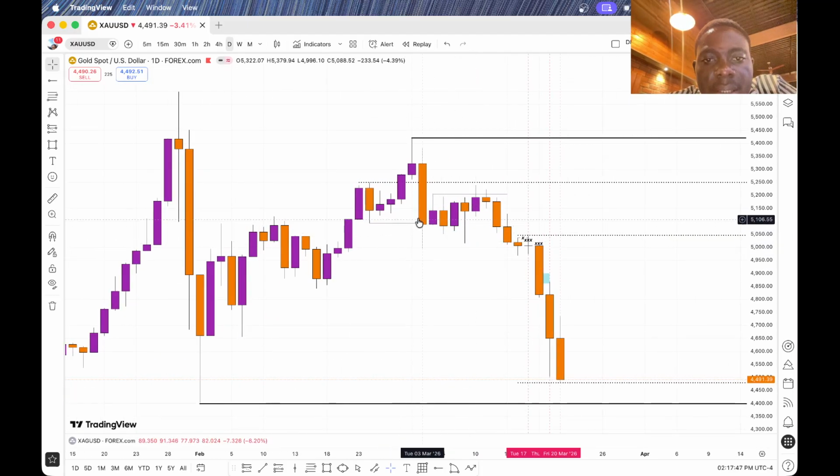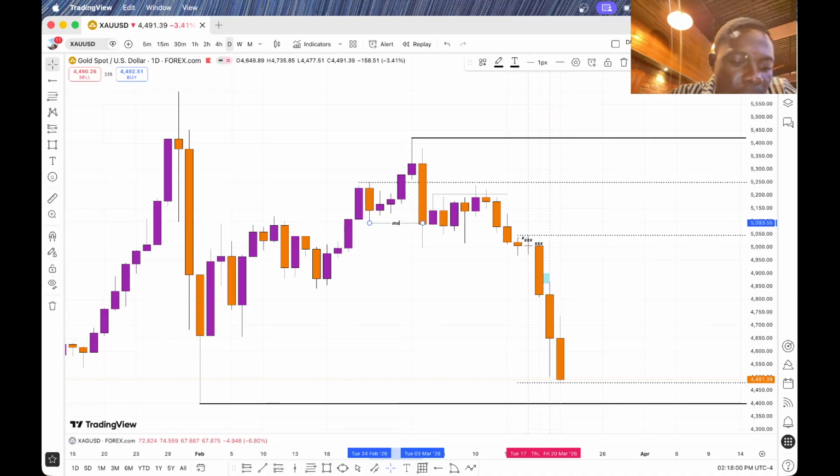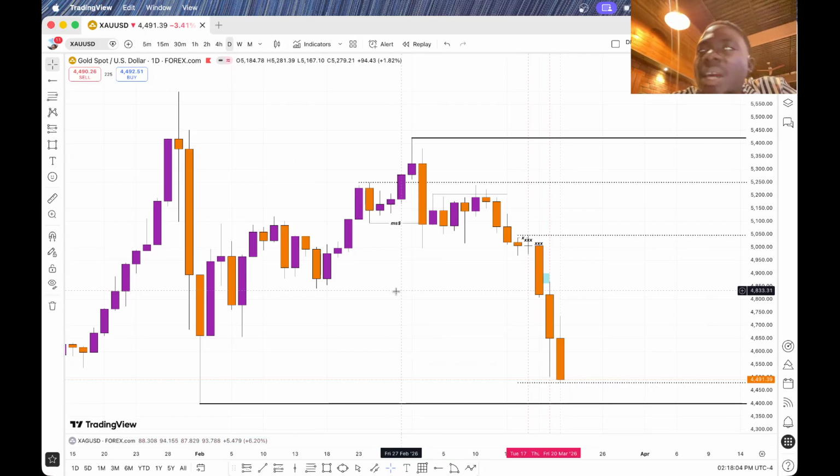Now look at this. Price made an impulsive run up and then a shift downwards again, breaking this low. We term that as a what? Market structure shift. You understand? Now price is giving us a clue. What does it want to do? It wants to start repricing lower. It wants to give us bearish prices.